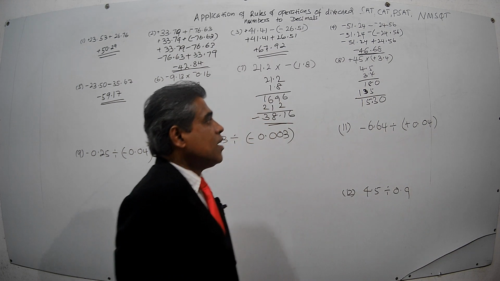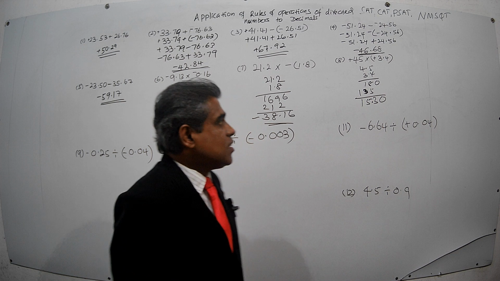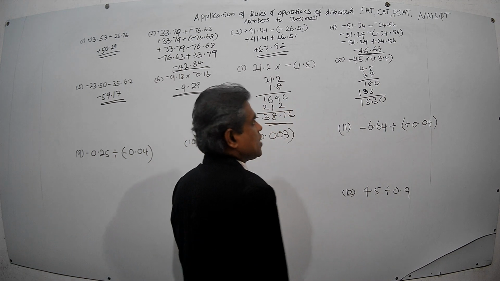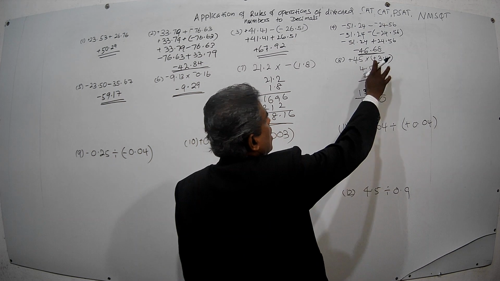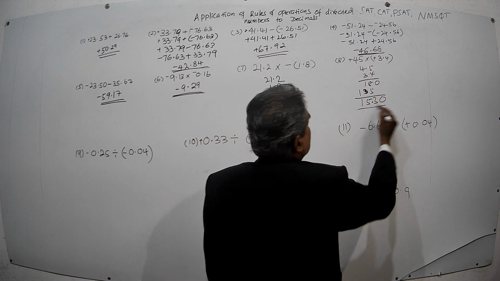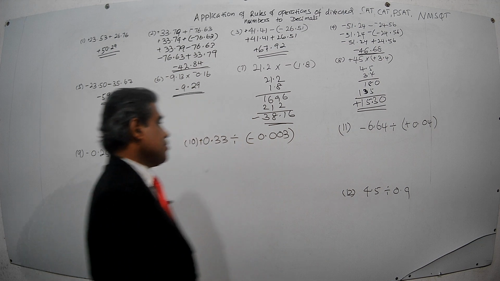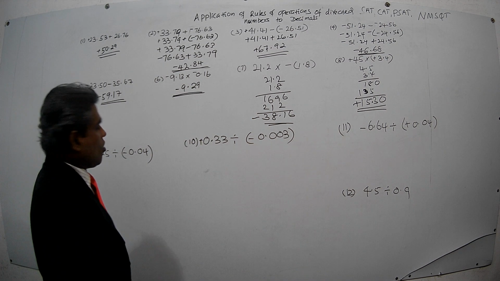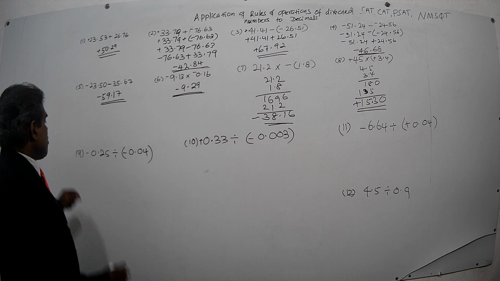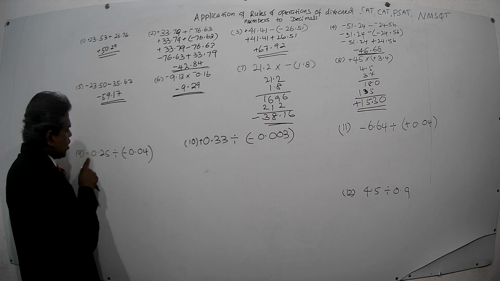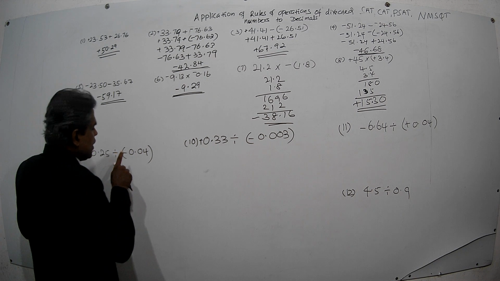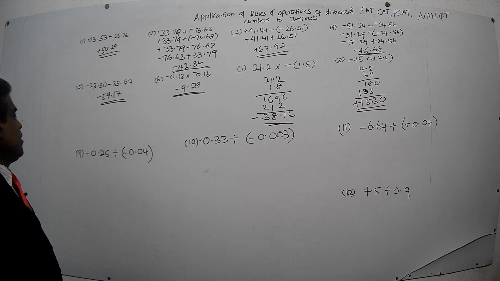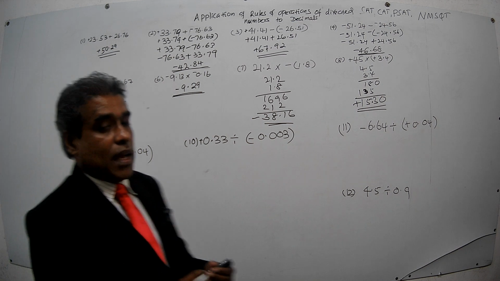Then you have to keep the sign. How do you determine the sign? By looking at the signs of the numbers that have been multiplied. The numbers that are multiplied have the same sign, therefore the answer is positive. Okay. Now go to the next one. This one is division of decimals. Right. See, negative 0.25 divided by negative 0.04.